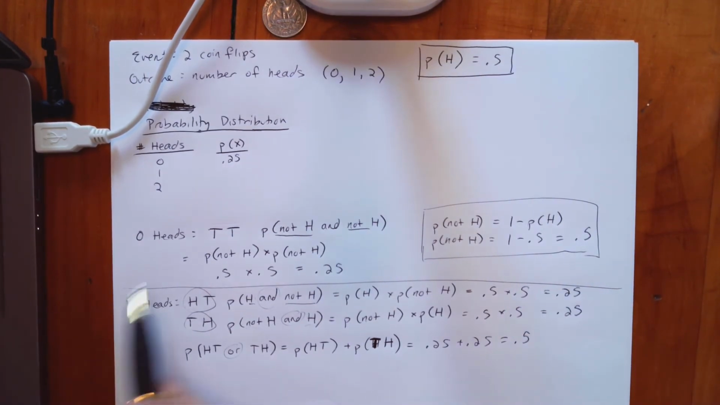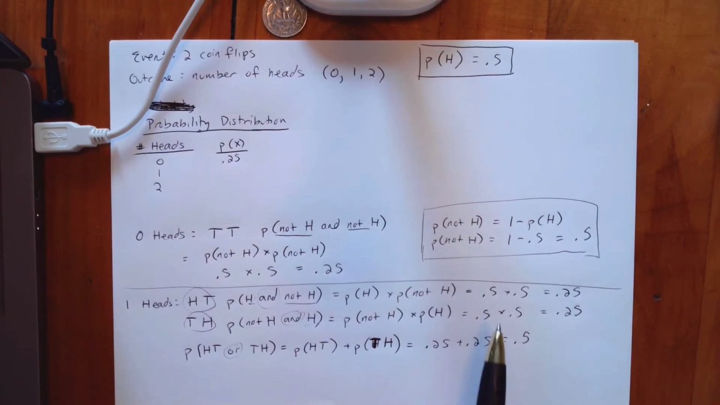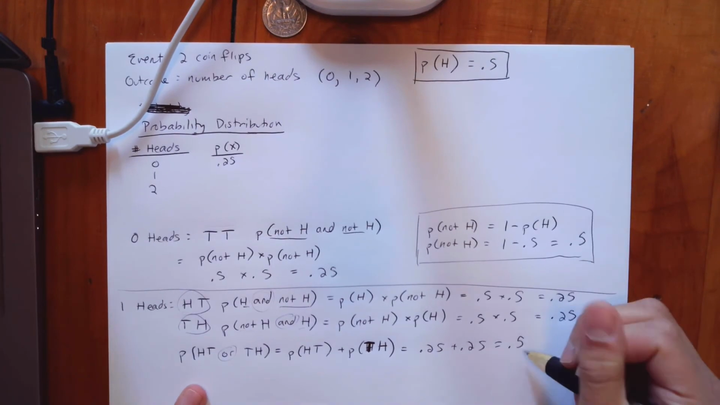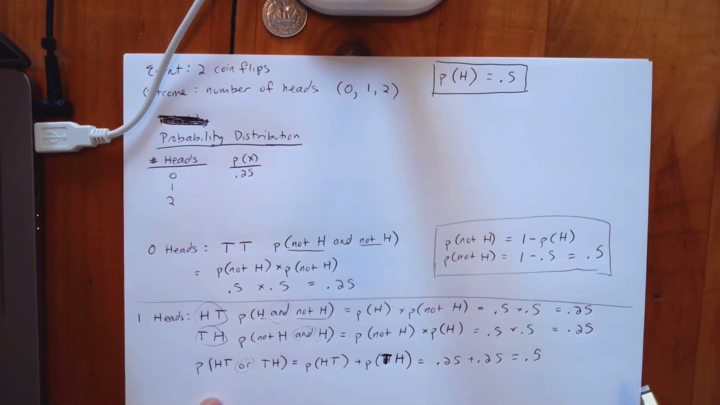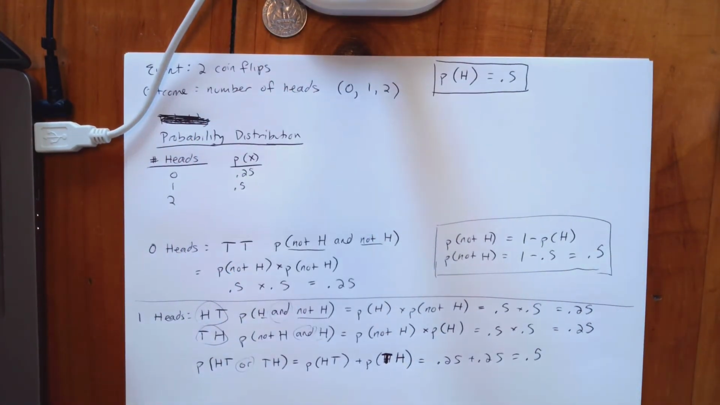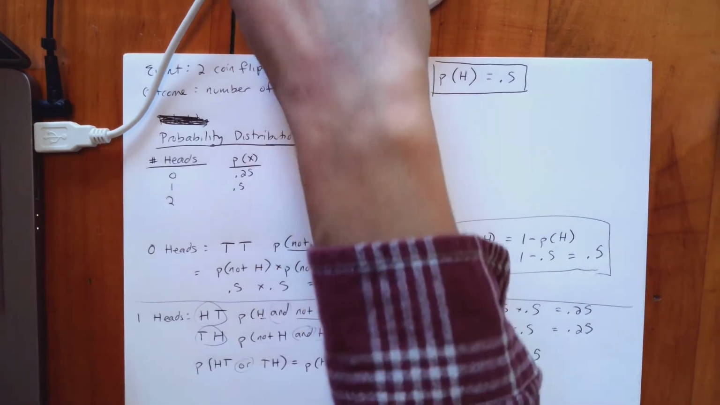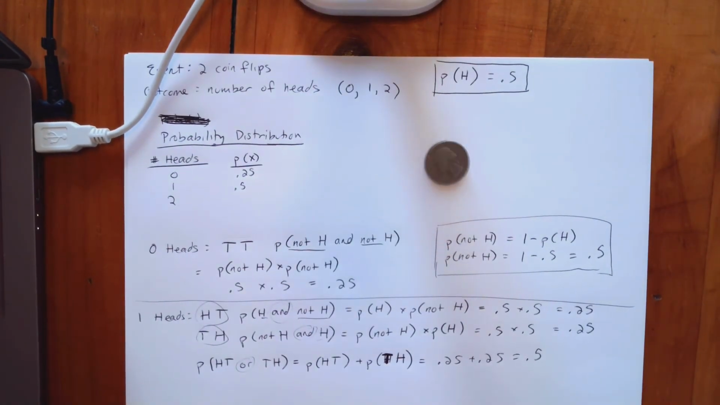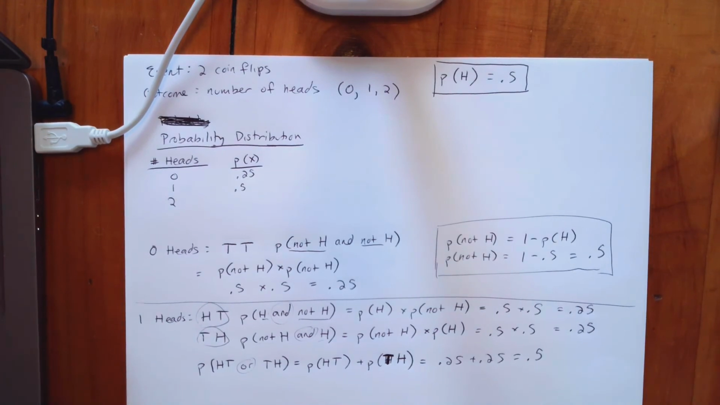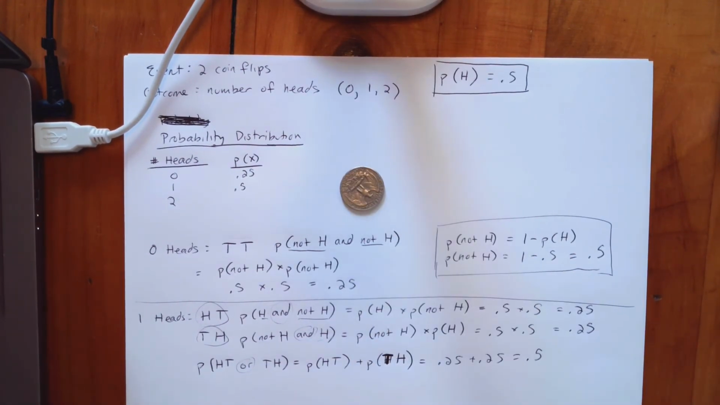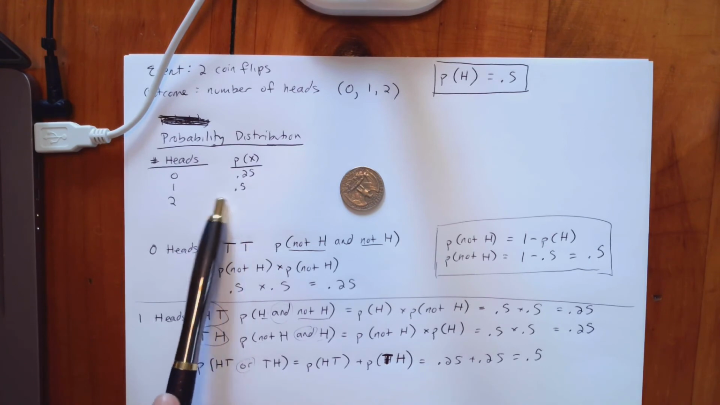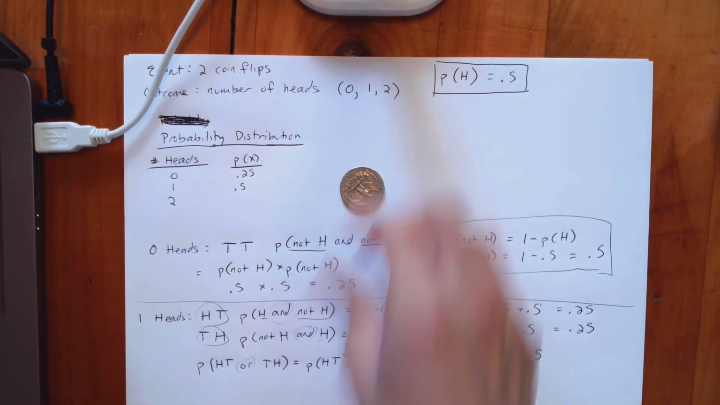So we just used all these rules. We have our converse rule, we have our multiplication rule, and we have our addition rule to come up with a probability of 0.5 for getting heads once in 2 coin flips. And so I'm going to put that in there in our probability distribution. All that gave us this one line in the probability distribution, which tells us that when you flip a coin twice, the chances that you're going to get heads 1 time is equal to 0.5, or a 50% chance.